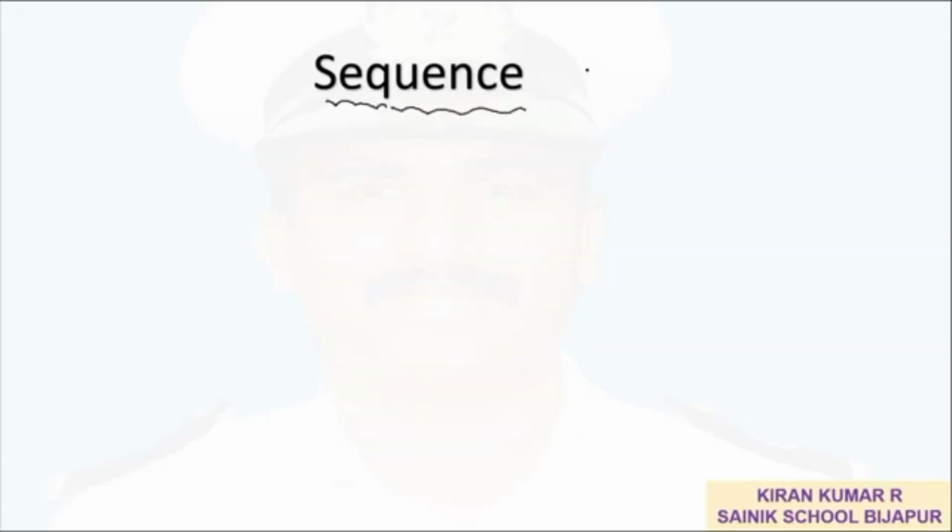Sequence. Sequence is an arrangement of numbers in a definite order according to some kind of rule. In other words, a pattern of numbers in which the succeeding terms are obtained from the preceding term by adding or subtracting or multiplying or dividing by a fixed number is called a sequence.